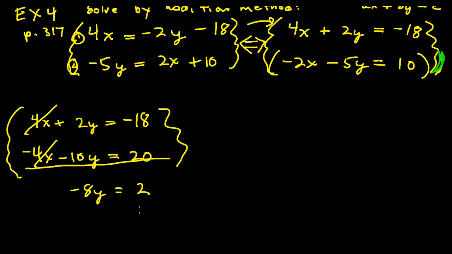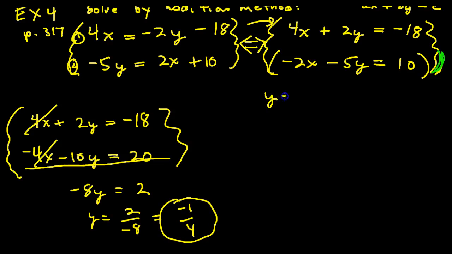Well, don't panic. y then equals 2 over negative 8, dividing both sides by negative 8, which of course reduces to negative 1/4. Now, if your solution turns out to be a fraction, well, that can happen. Right? Sometimes we have to deal with the fractions. So I'll say y equals negative 1/4. That's going to be half of my solution set.